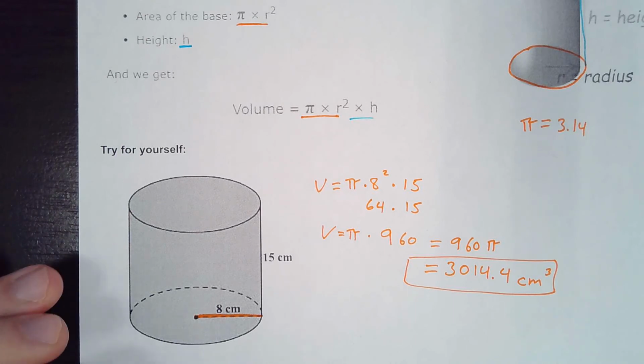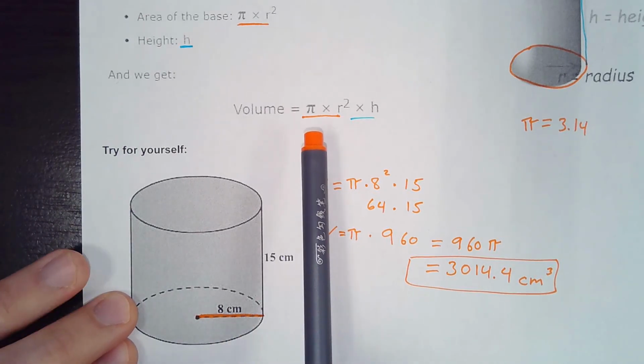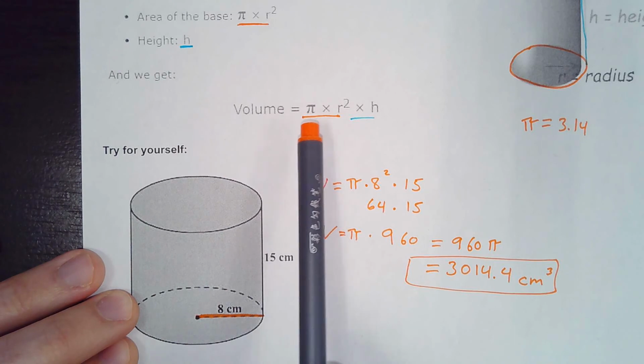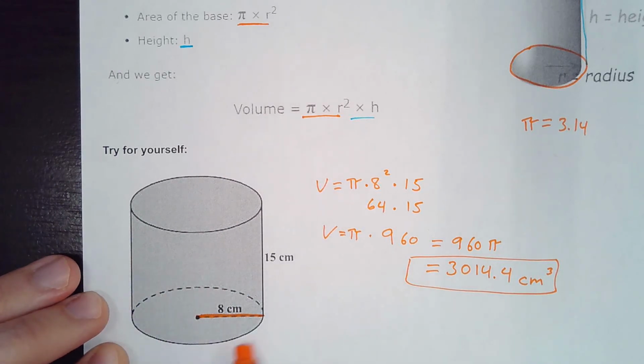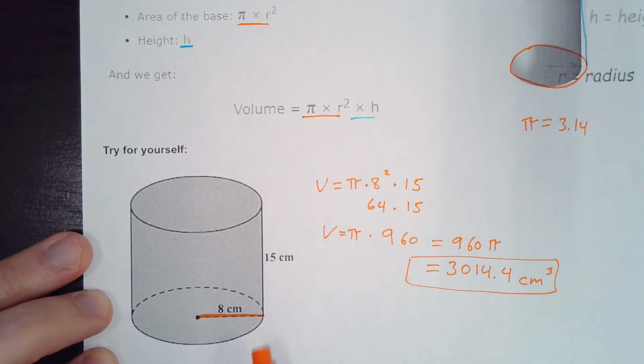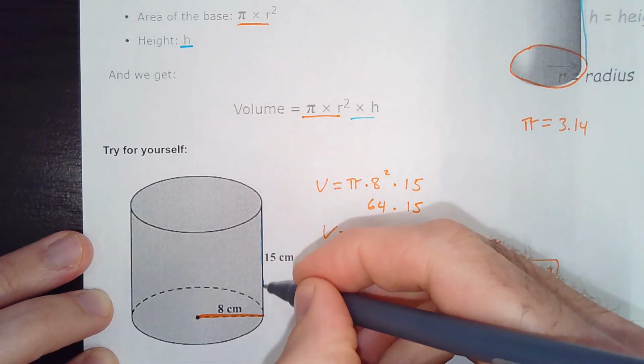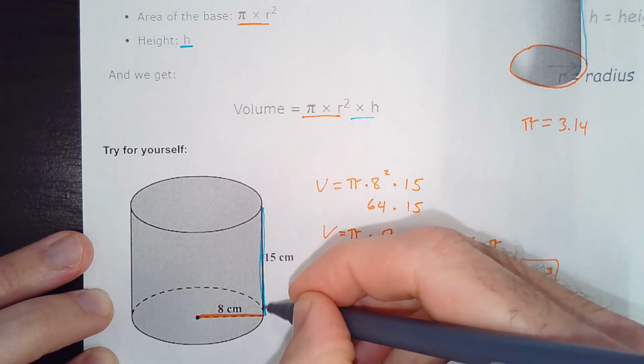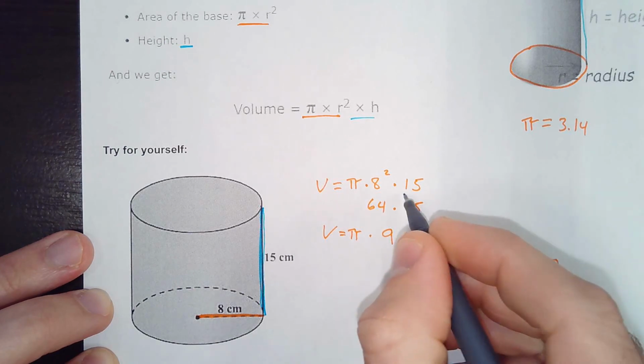So just a quick refresher. To find the volume of a cylinder, you find the area of the base, which on a cylinder is a circle, so it's pi times r squared. Then you're going to multiply it times the height. Height you can think of as the distance between those two circles.